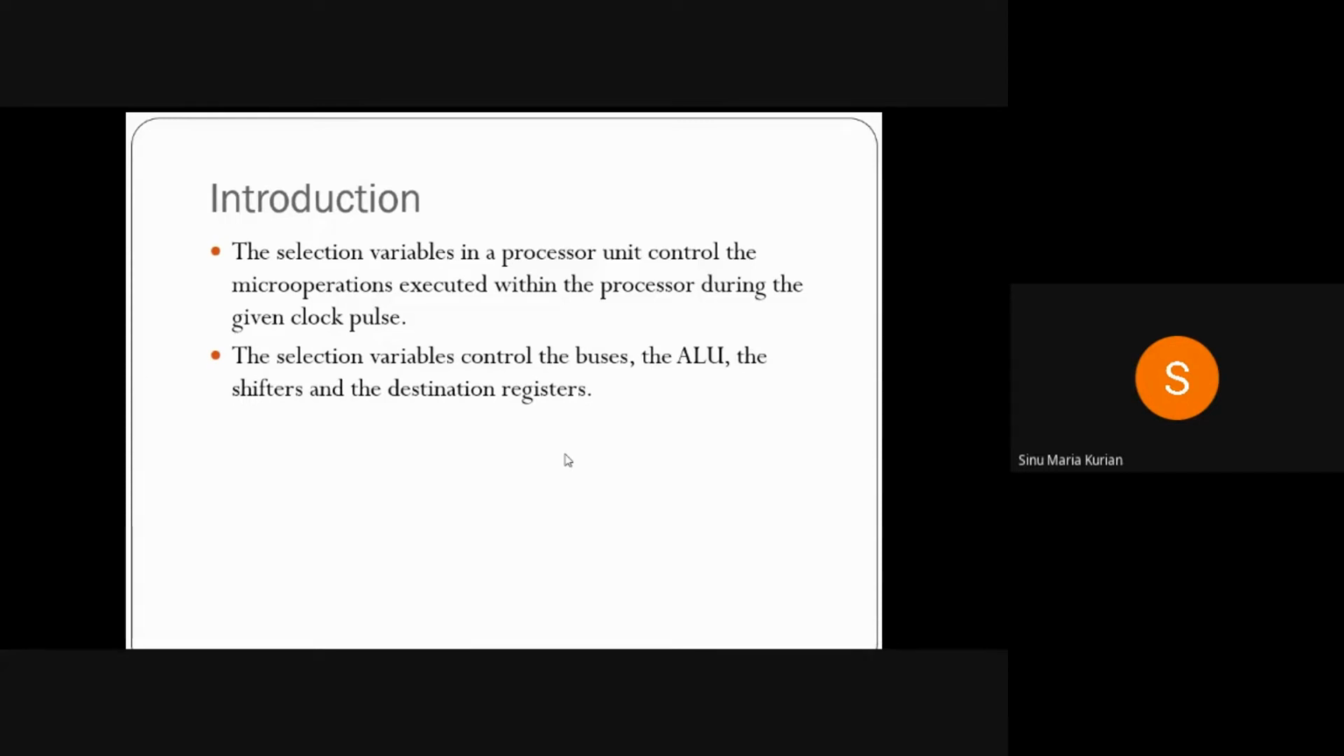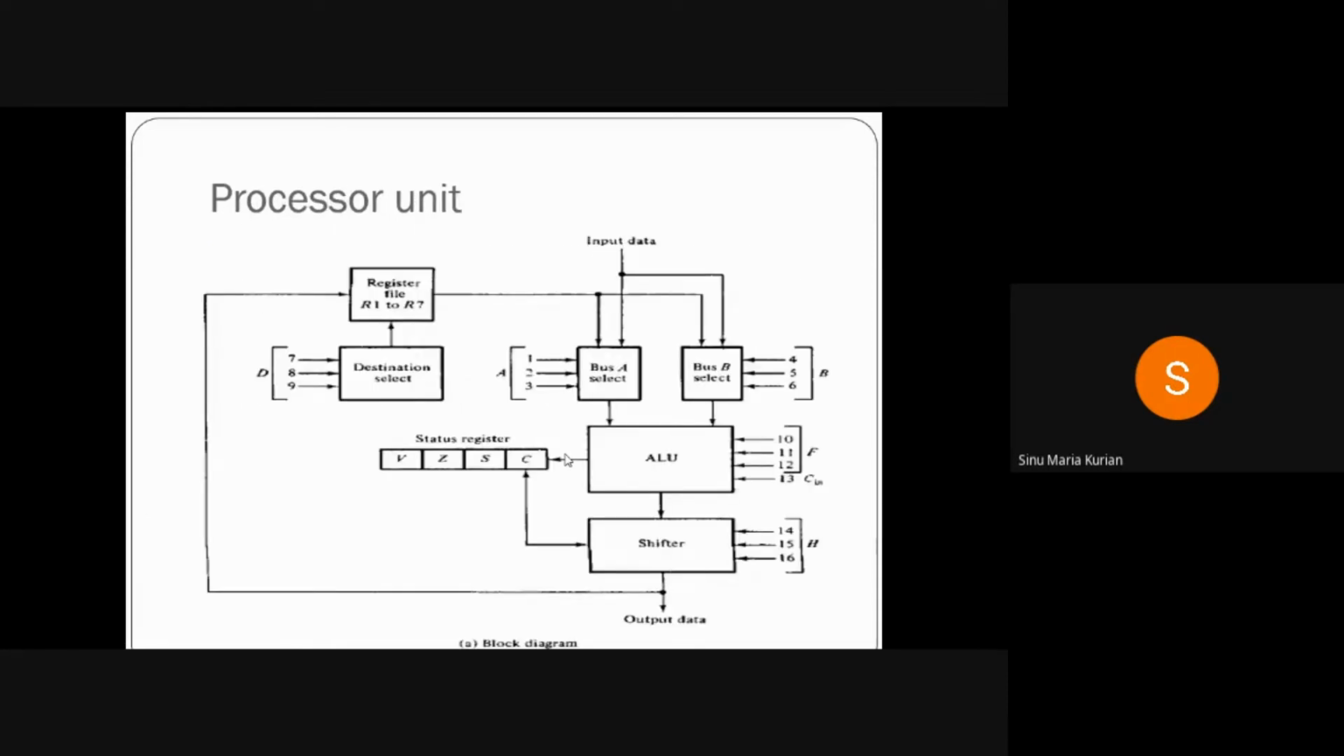Let us see the block diagram of a processor unit, which consists of register file R1 to R7, two multiplexers, which will select the input to the ALU. The ALU will perform the arithmetic and logic operations, and the result is given to the shifter. The shifter will either left shift, right shift, or no shift. After the operation, it will give the output to the destination register or to the external destination.